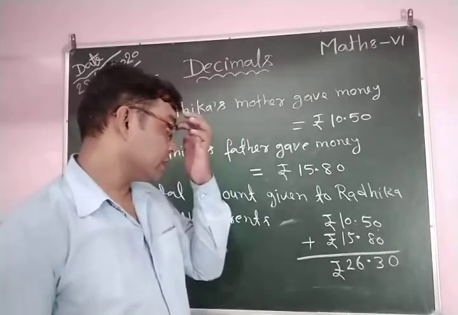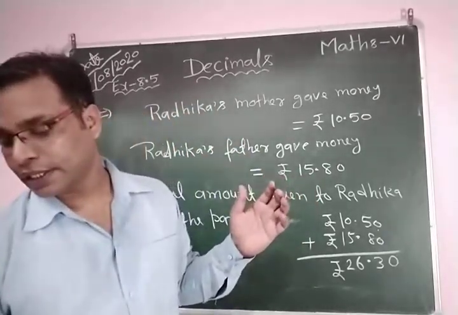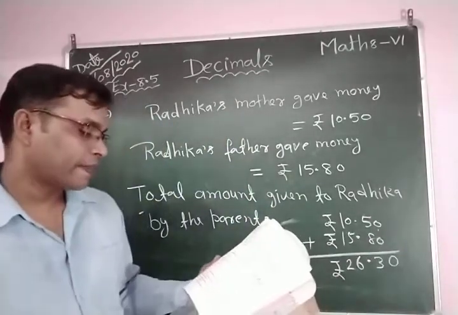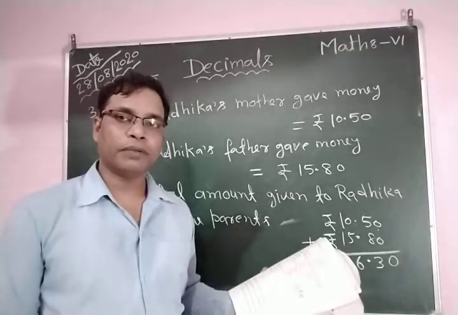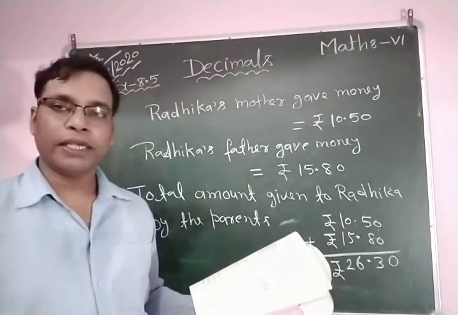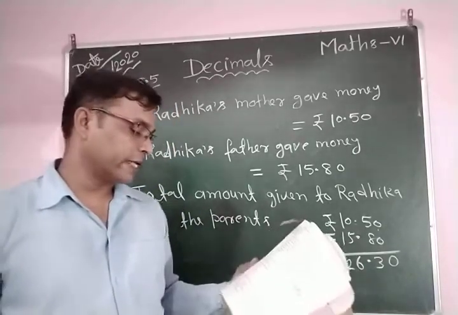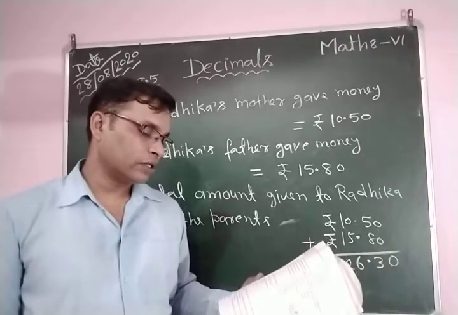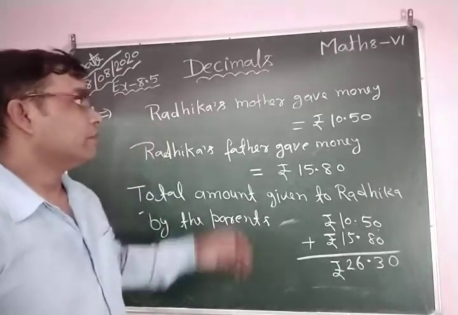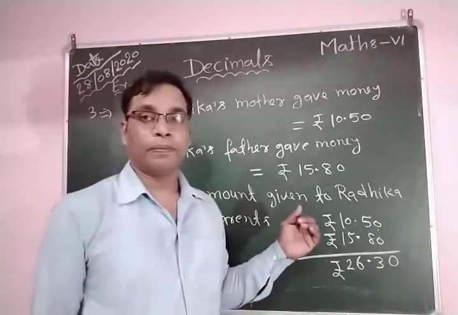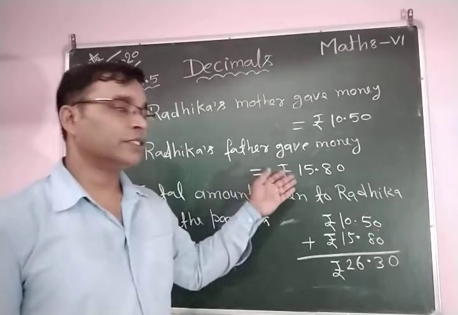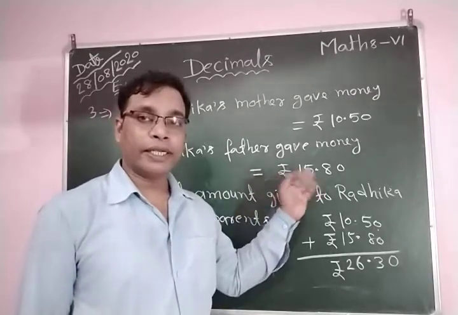Okay, so the question is given again. Let's see. The question is that Radhika's mother gave her 10.50 rupees and her father gave her 15.80 rupees. The question asks: find the total amount given to Radhika by her parents. So here you can see, first write Radhika's mother gave money 10.50 rupees, and after this you write here Radhika's father gave money is equal to 15.80 rupees.